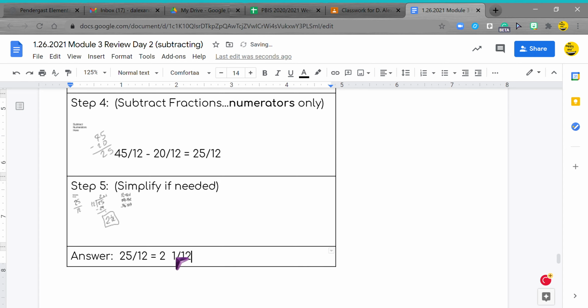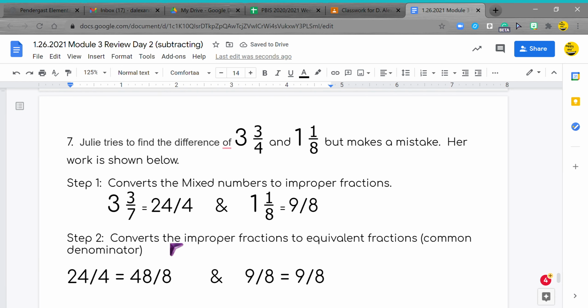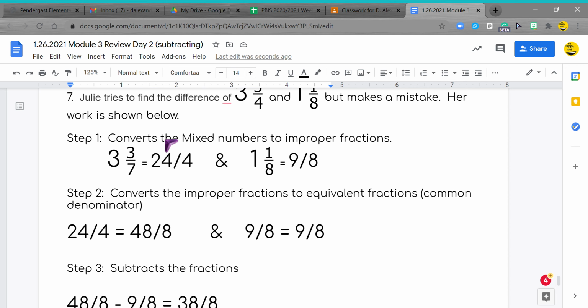We're going to jump to our last problem, you guys. Jilly tries to find the difference of 3 3/4 and 1 1/8, but makes a mistake. Her work is shown below. The first thing she does is convert the mixed numbers to improper fractions. So is 24 over 4 correct? We take 7 times 3 and add 3. Oh, correct, it's not fourths.